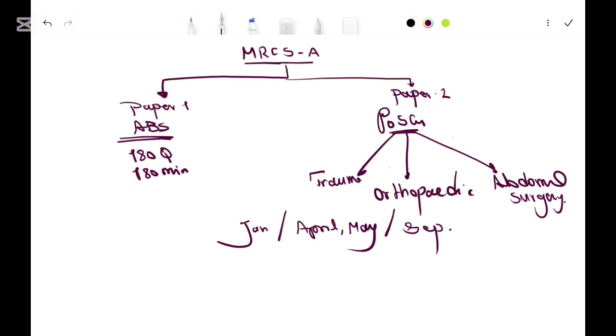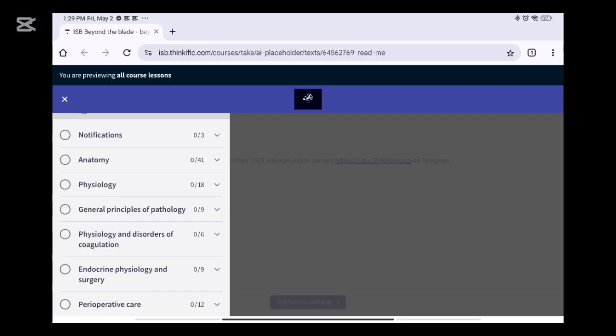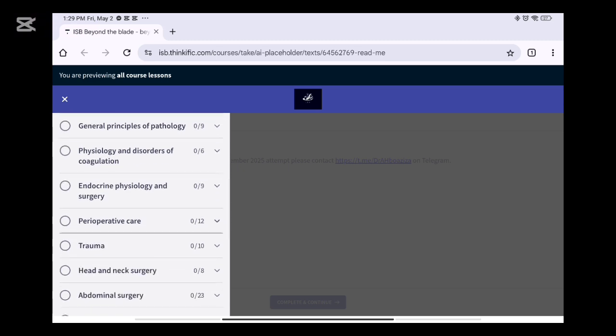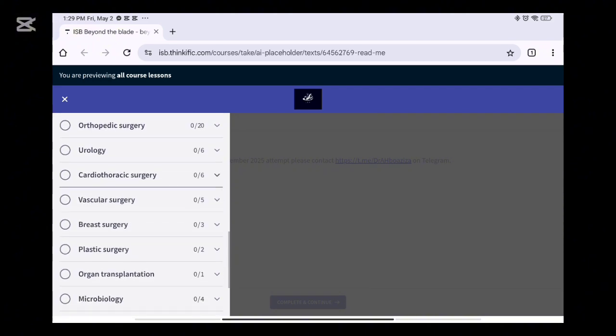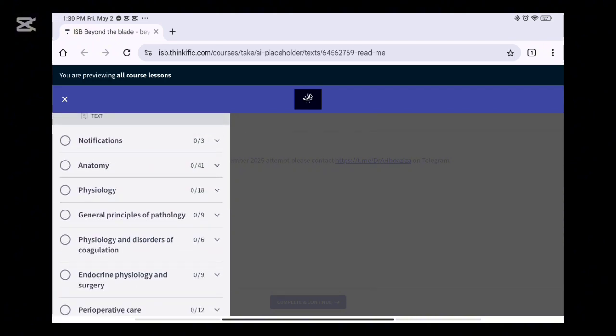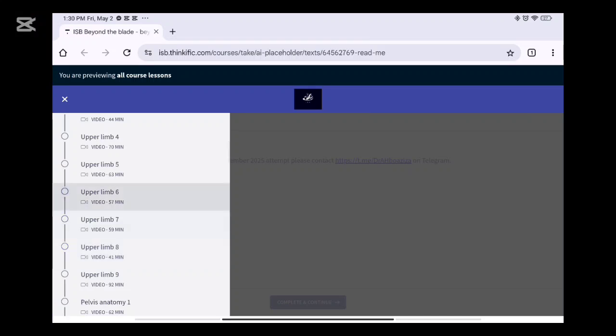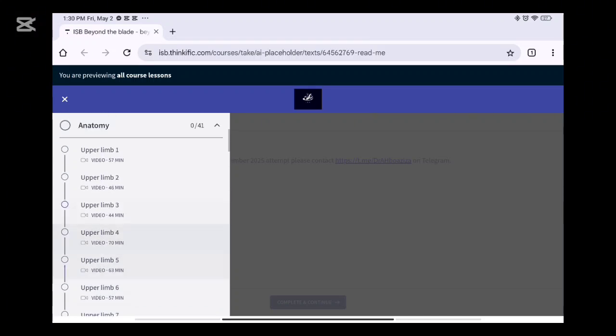So in order to break down the revision strategy and how to use the ISB source, let's just jump right into the website. So here we are on the isb.thinkific website, and on this side you've got your different chapters: anatomy, physiology, general principles of pathology, etc. And these are the chapters that you're expected to study, all of this. And in every chapter there are a series of lectures, and you can see the layout here on the website.